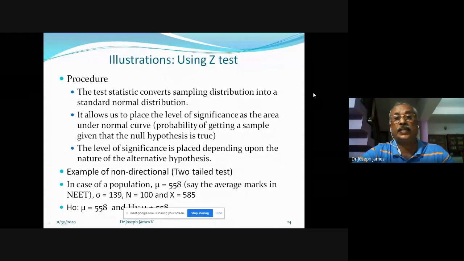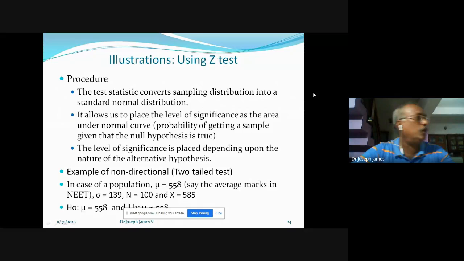the test statistic converts sampling distribution into a standard normal distribution. Standard normal distribution നമുക്കറിയാം. Z transformation നടത്തിയിട്ടാണ് സ്റ്റാൻഡേർഡ് നോർമൽ ഡിസ്ട്രിബ്യൂഷൻ ഉണ്ടാക്കുക. സ്റ്റാൻഡേർഡ് നോർമൽ ഡിസ്ട്രിബ്യൂഷന്റെ മീൻ ഈസ് ഈക്വൽ ടു 0 ആൻഡ് സ്റ്റാൻഡേർഡ് ഡീവിയേഷൻ ഈസ് ഈക്വൽ ടു 1. And mean plus or minus 3 standard deviations will cover the entire area under normal curve. അപ്പൊ അങ്ങനെ ഒരു സ്റ്റാൻഡേർഡ് നോർമൽ ഡിസ്ട്രിബ്യൂഷൻ ഉണ്ടാക്കാമെങ്കിൽ it allows us to place the level of significance as the area under normal curve, probability of getting a sample given that the null hypothesis is true.